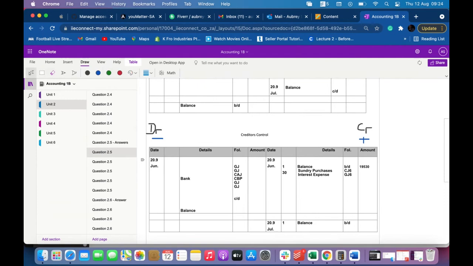What was the amount there? Total creditors column 34,962.06.